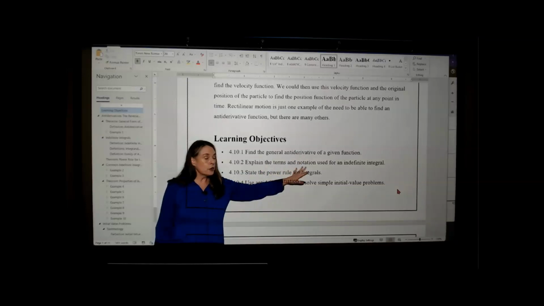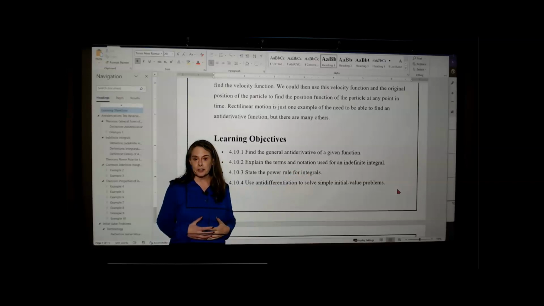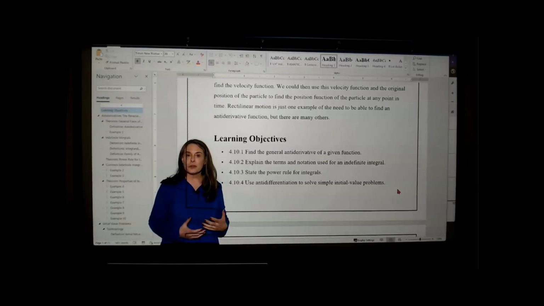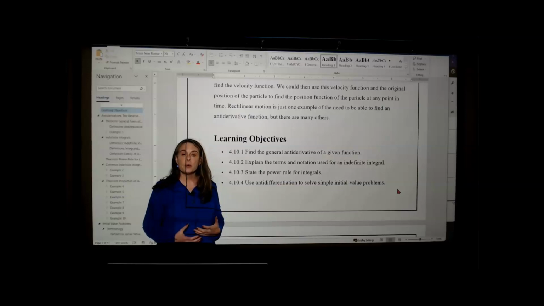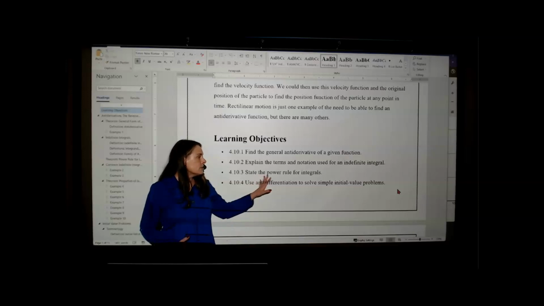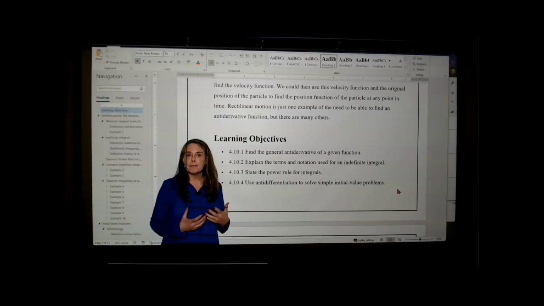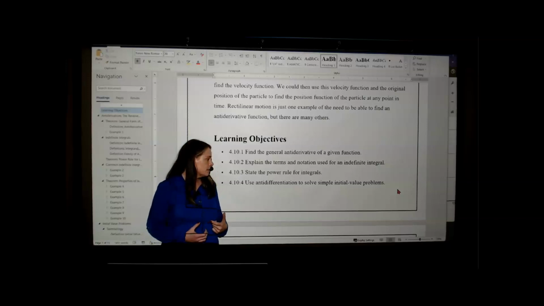We'll explain the terms and the notation that we use for the indefinite integral. That's right, it's time to start integrating. The indefinite integral represents this process of antidifferentiation. When you find the antiderivative, you are doing the indefinite integral. We'll also state the power rule for integrals so that we can integrate some basic functions.